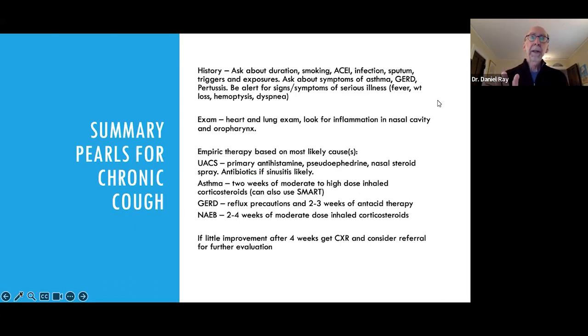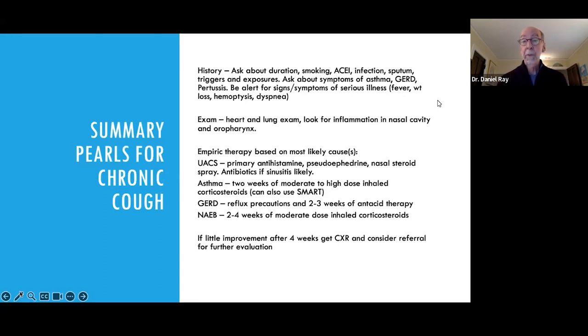Based on that history and exam, and these are for people with coughs that have been going on for months, you're going to zero in on four major causes of chronic cough. So do they have an upper airway cough syndrome? You think that the inflammation is located in the oropharynx, the larynx, likely coming down from the sinuses or coming up with reflux from the upper esophagus into the larynx. So that's the upper airway cough syndrome. You're going to treat that with a first-generation antihistamine, a decongestant, nasal steroid spray, and antibiotics if there's sinusitis, and see if it goes away.